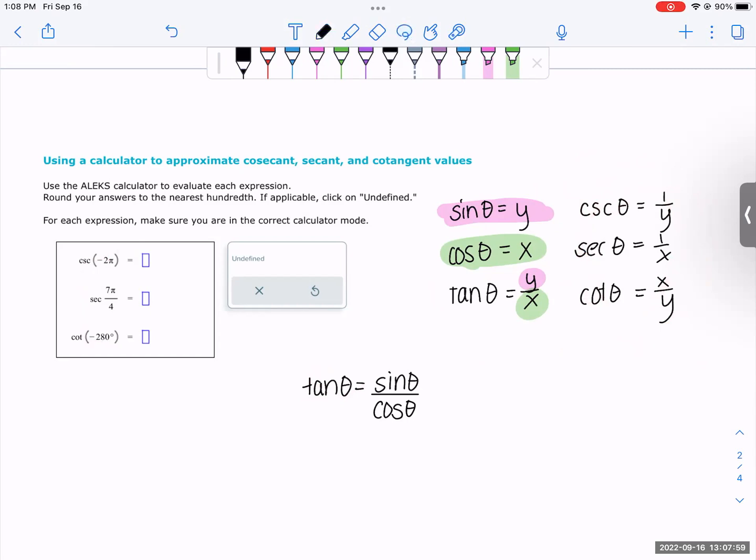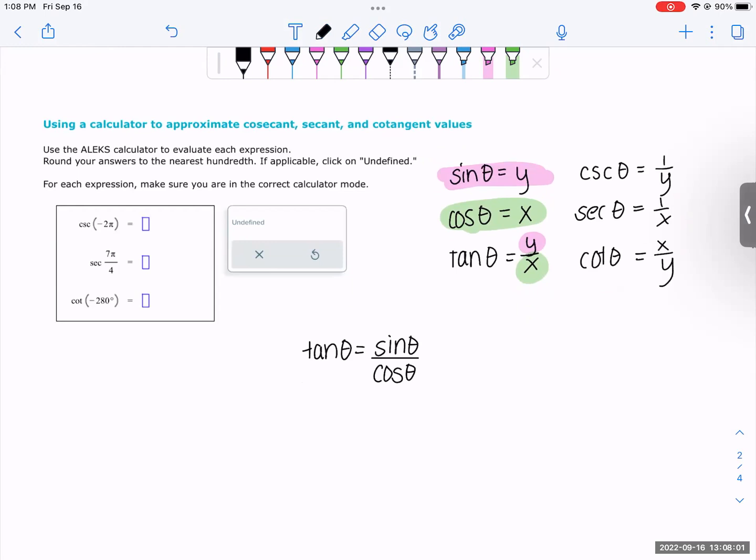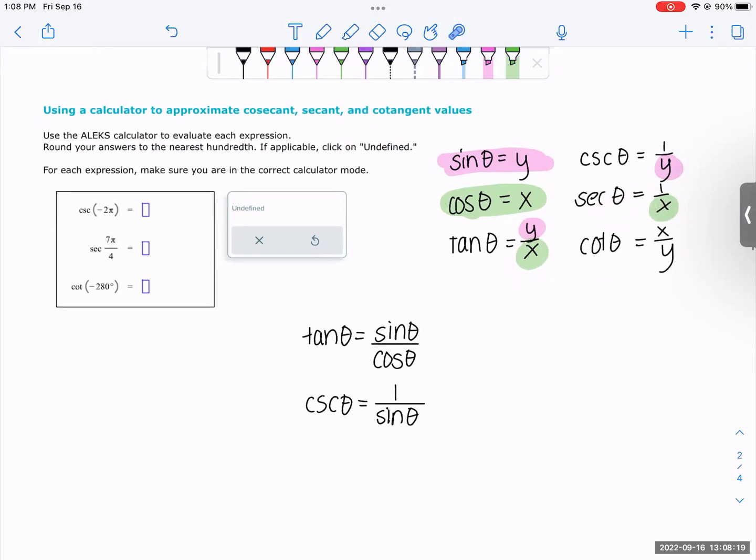Okay. So for cosecant, 1 over y, that means that cosecant theta is equal to 1 over sine theta. Secant of theta is 1 over cosine theta.